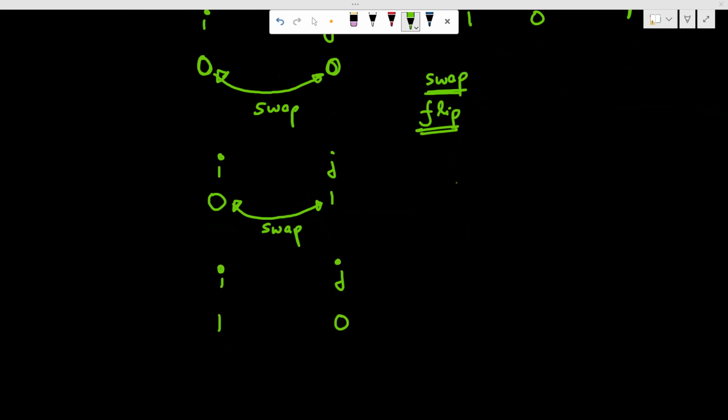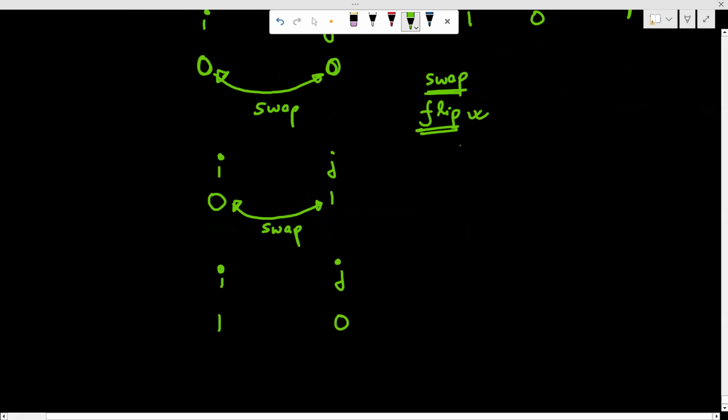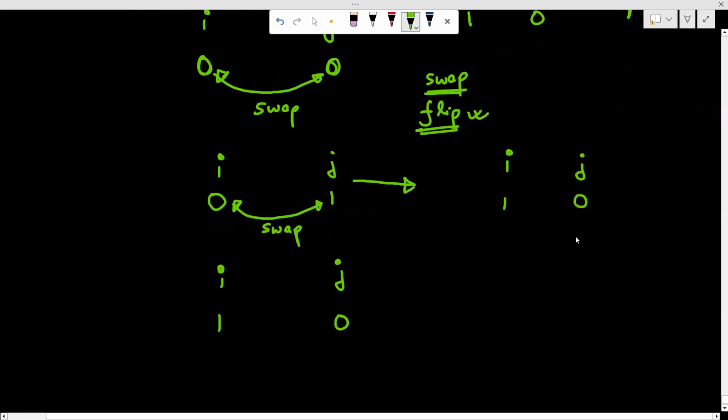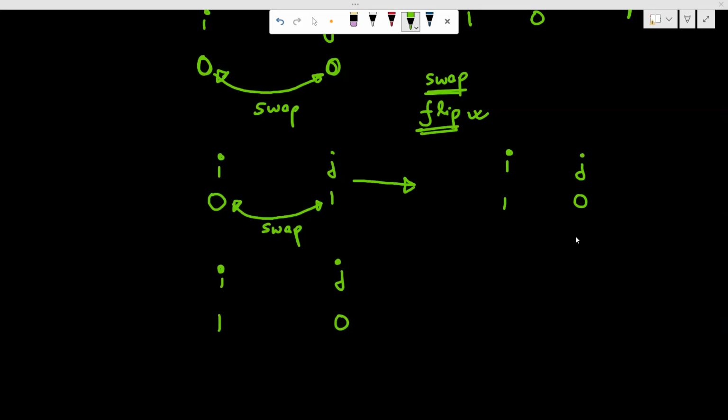Yes. What was the other operation that we had? The other operation that we had was the flip operation. If I perform the flip operation on these two indices, do you all agree that at index i I would again get 1 and at index j I would get 0? Do you all agree with me?